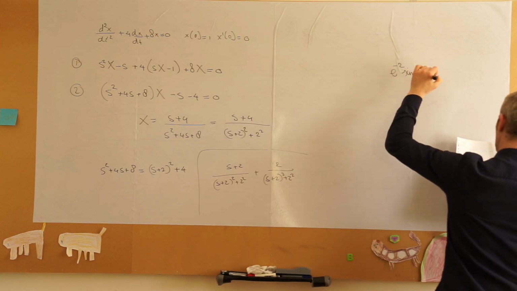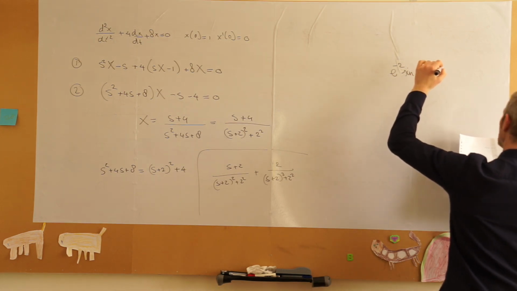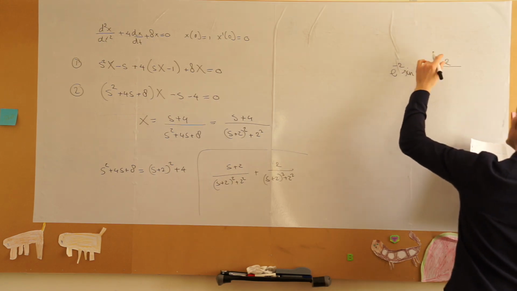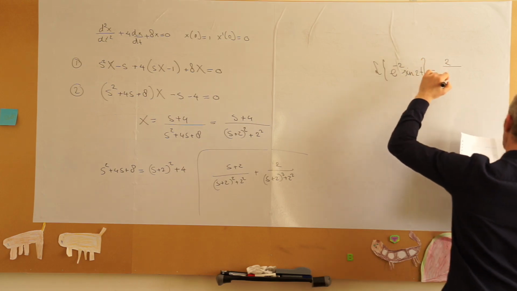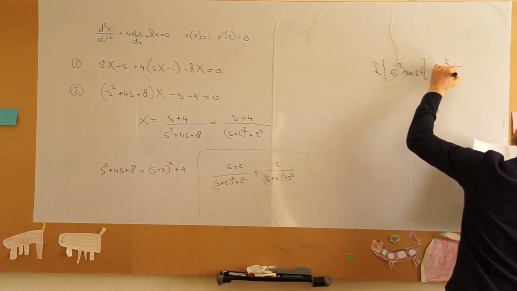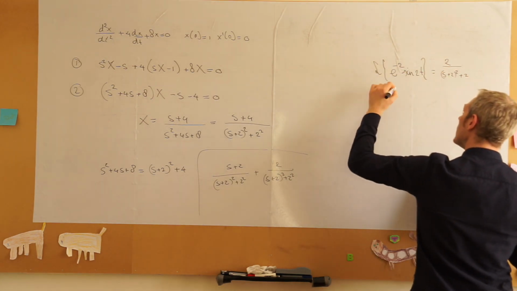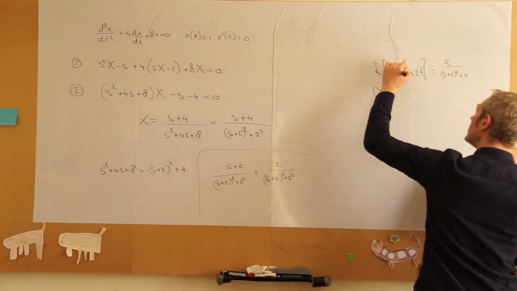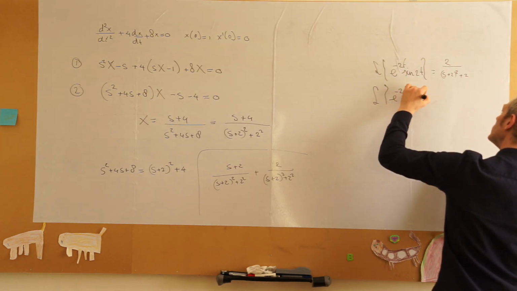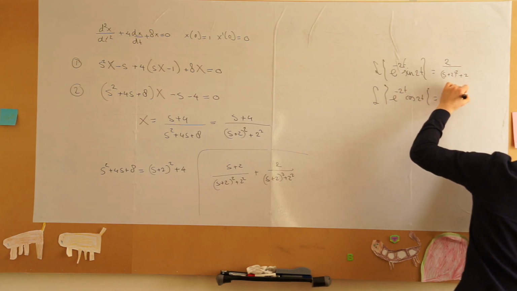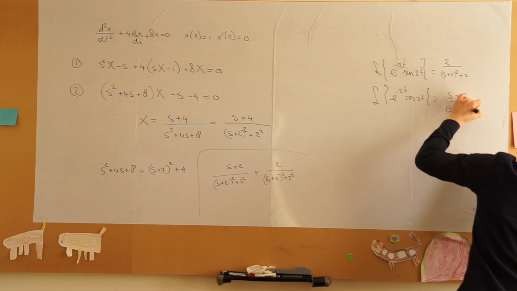is equal to, let's see, 2 over s plus 2 squared plus 2 squared, that is the Laplace transform of this. And the Laplace transform of e to the power of minus 2t cosine 2t is s plus 2 over s plus 2 squared plus 2 squared.